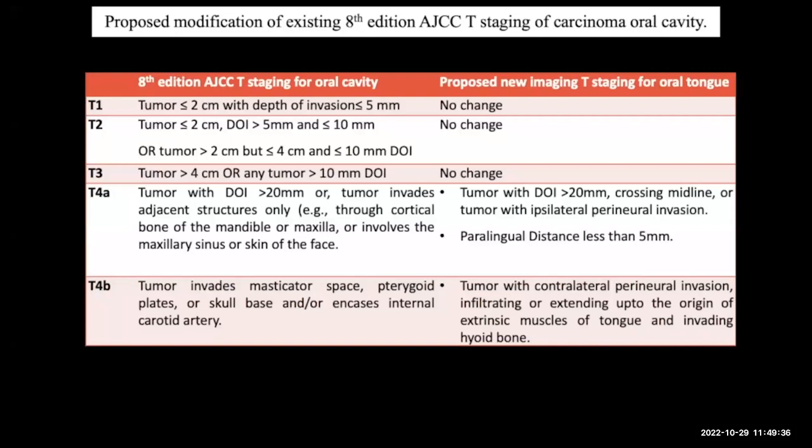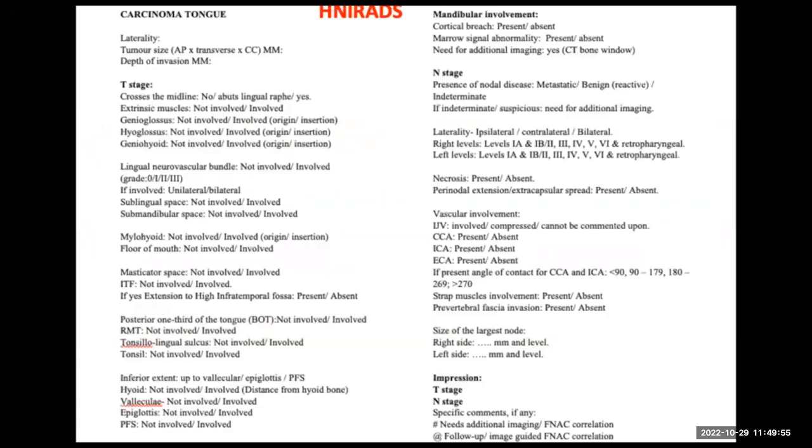This is the proposed modification of the T staging. We have proposed that the neurovascular bundle and paralingual distance should be added into the T staging. If the ipsilateral neurovascular bundle is involved, it is a T4A disease, and if the contralateral neurovascular bundle is involved, it's T4B, and we hope that this will be included in the AJCC very soon.